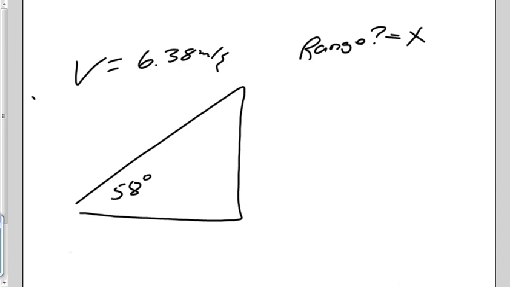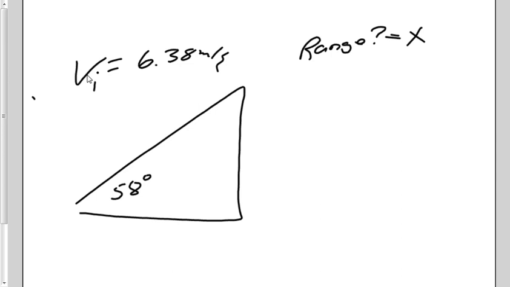We have a situation where we have a projectile launcher. We figured out that it launches at an initial velocity of 6.38 meters per second. We're going to shoot it at an angle of 58 degrees. We want to know the range, or the distance where it's going to hit, so that we can set out a bucket and shoot this thing into the bucket.